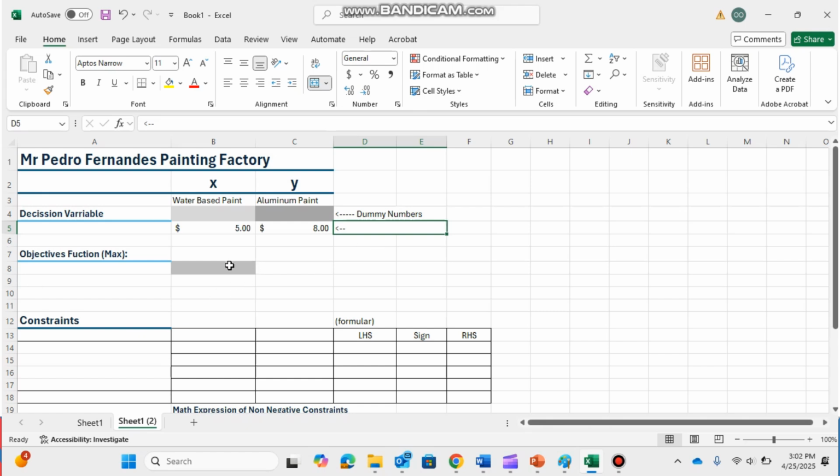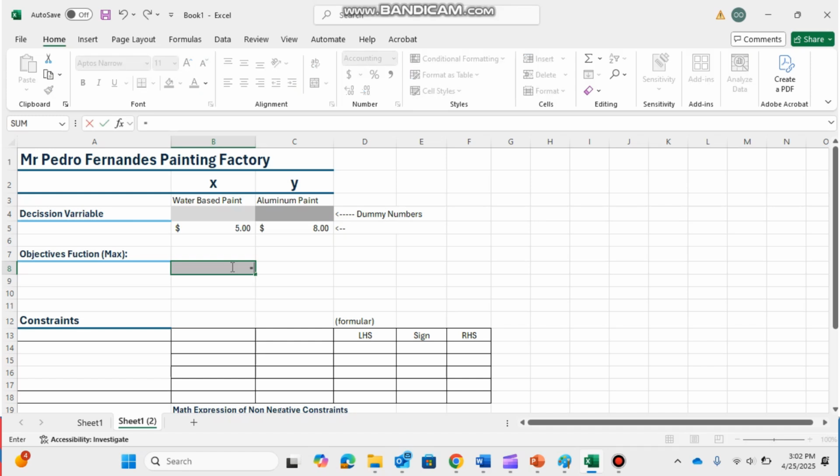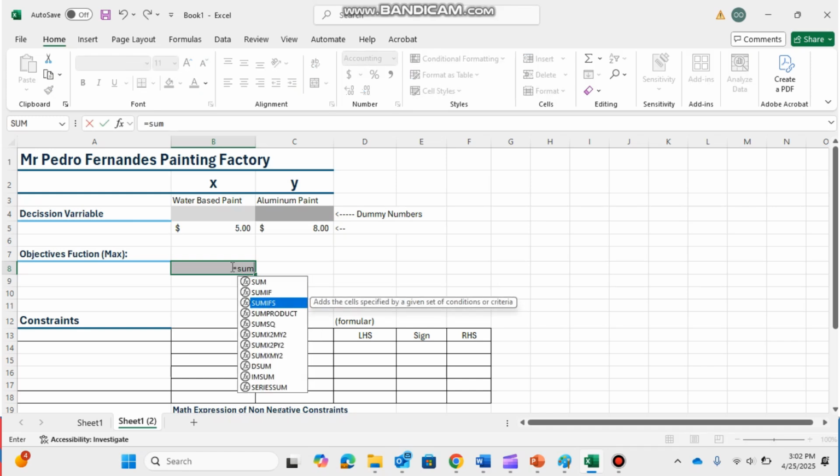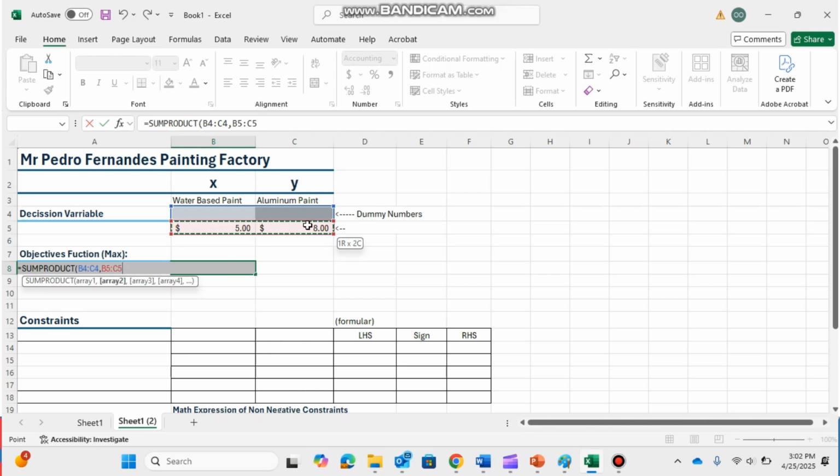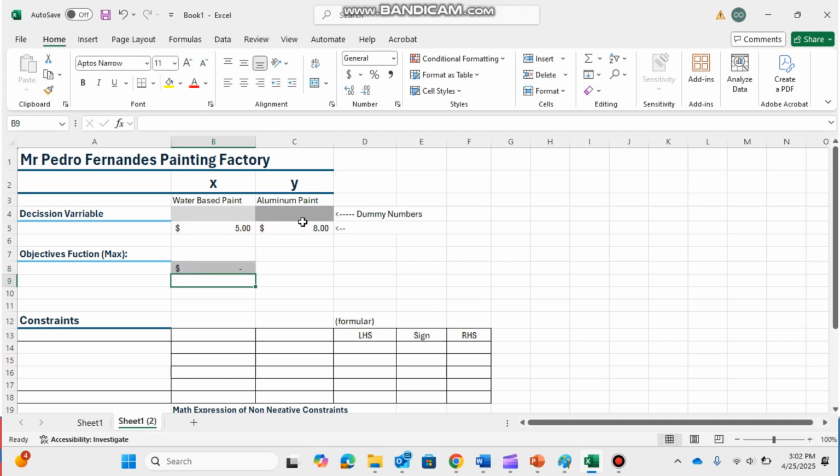So now we're going to use a mathematical formula from Excel called SUMPRODUCT. So we say equals SUMPRODUCT of these variables. You can drag the two variables, the expected profit, which is the profit made by water-based paint and the profit made by aluminum-based paint. Okay, so we have it.